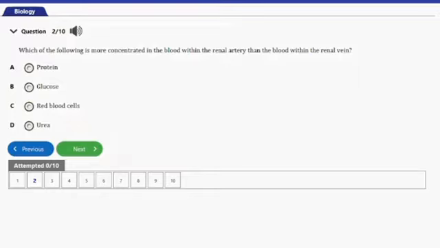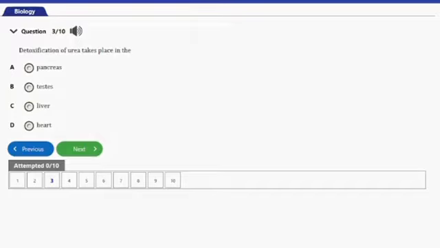Let's go ahead and check out the next question, and that's question number 3. It says, detoxification of urea takes place in the A, pancreas, B, testes, C, liver, D, heart. The detoxification of urea actually takes place in the liver, and that's option C here. So let's go ahead and consider the next question.